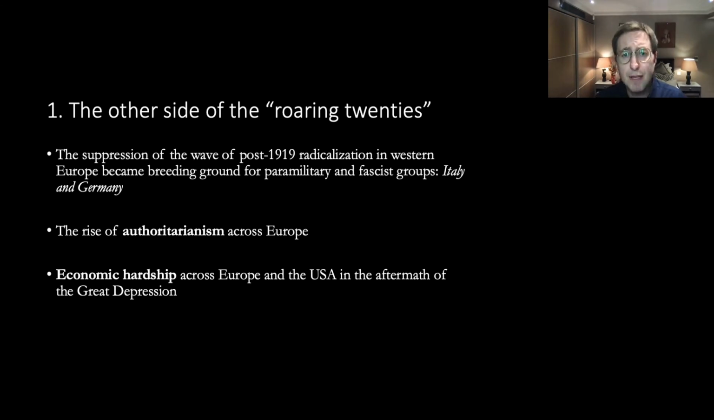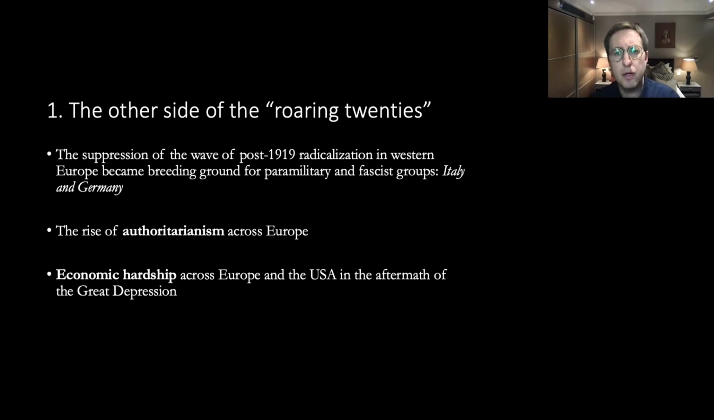Another feature that we find in the 1920s, which again points to the dark side of them, is the rise of authoritarianism. What do I mean by authoritarianism? I mean the rise of regimes where it's a question mark to what extent they're fascist, but nonetheless are not quite liberal democratic. We'll get to that in a moment.